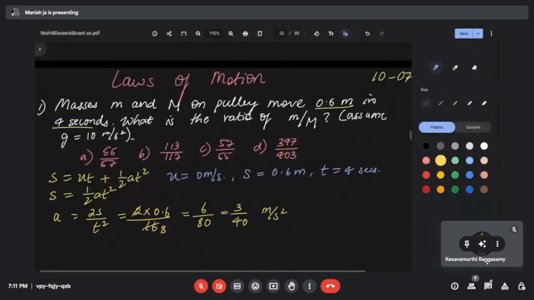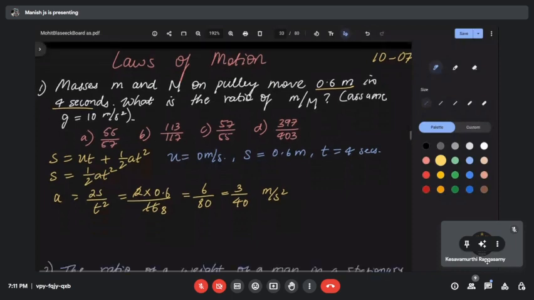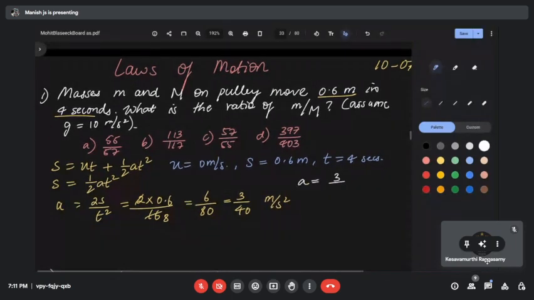Are you all getting it? Acceleration is 3 by 40. I hope till here it's clear to everybody. Once you get a equal to 3 by 40, now we can find out the ratio of masses. How do we find out the ratio of masses?